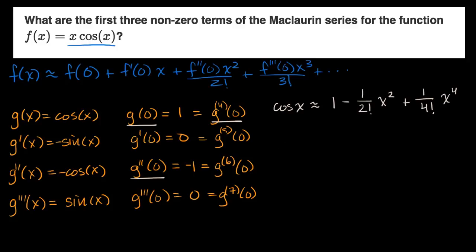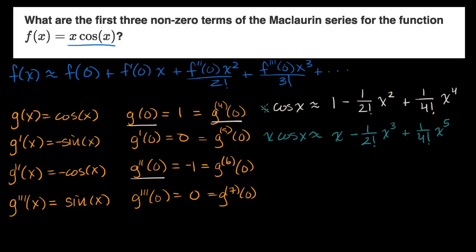And so then we can say x times cosine of x. I'm just going to multiply each of these things by x. One way of thinking, I'm multiplying both sides of this times x. So I'm getting x minus 1 over 2 factorial times x to the third power plus 1 over 4 factorial times x to the fifth power. And we're done.